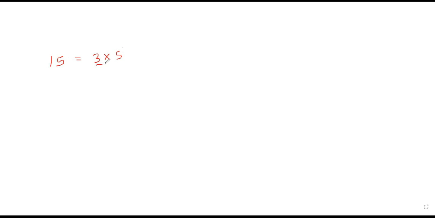Now look at these two numbers. These are prime numbers. 3 is a prime number and 5 is a prime number. The product of these two numbers gives what? 15. So 3 times 5 is a product of prime factors of 15. Now let's look at another one, 24.